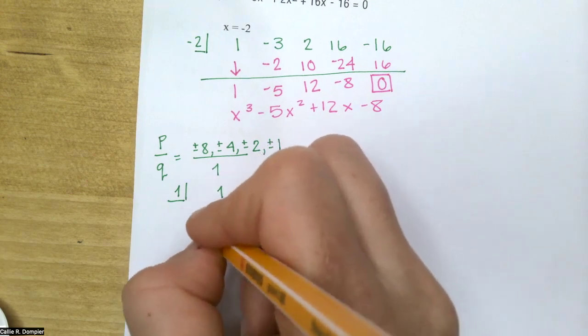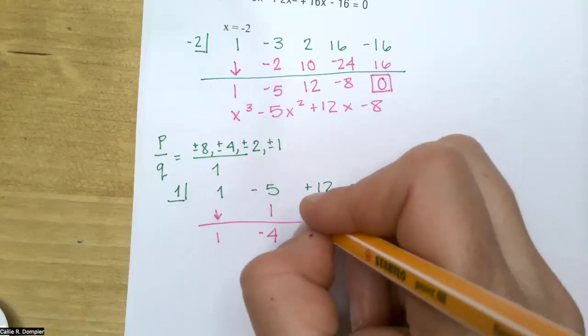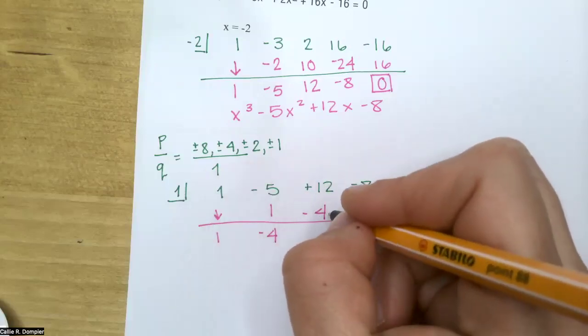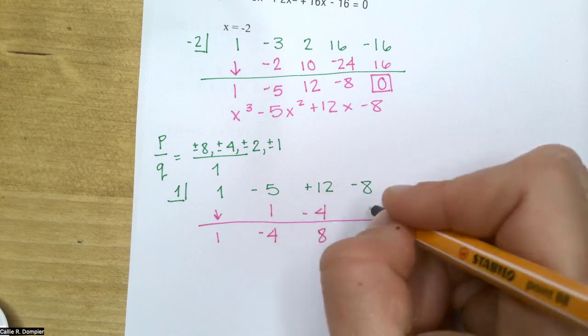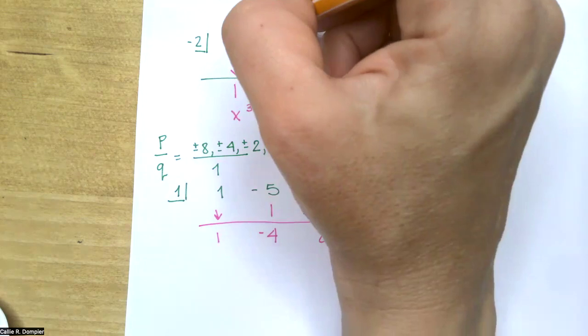1 comes straight down. 1 times 1 is 1. Negative 5 plus 1 is negative 4. Negative 4 times 1 is negative 4. 12 minus 4 is just 8. 8 times 1 is 8. Yay! So x equals negative 2.